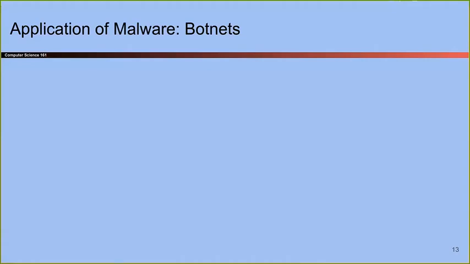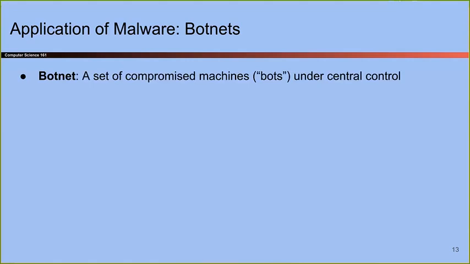But one particularly useful reason why you might want to use malware to automatically infect as many people as possible is that we can build something called a botnet. A botnet is a set of compromised machines, called bots, under central control. Once they've been compromised, they are under attacker control, so they basically become inanimate bots. They'll just follow instructions. If the central attacker tells all of the computers on the net to do something, they're all going to faithfully execute that instruction.